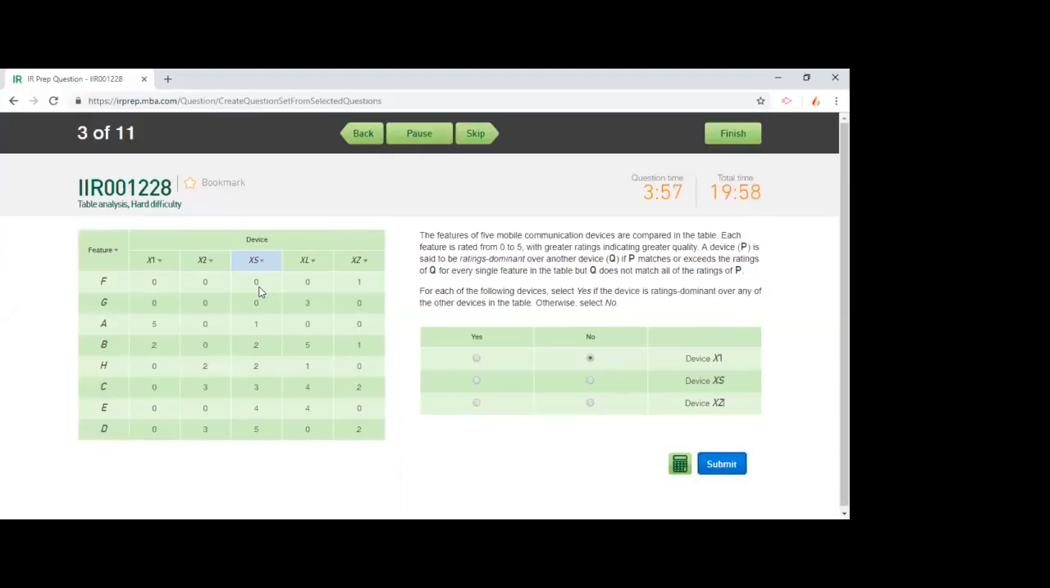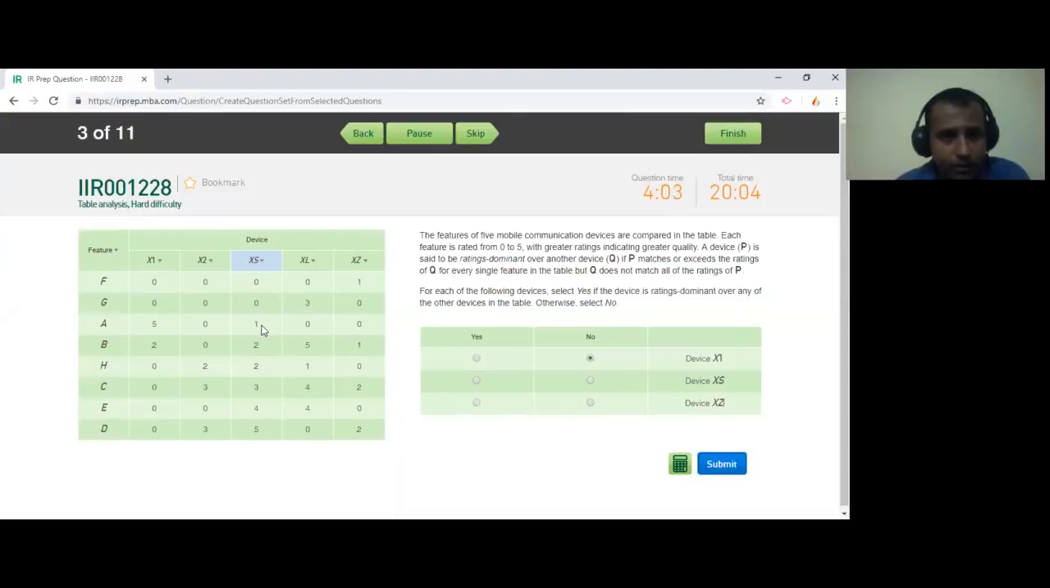This one is a yes because it's dominant over X2 clearly. Good observation again. So essentially, it says greater or equal to matches. Even if it matches or exceeds, it is dominant. So in several cases, it's matching 0 versus 0. We also have 2 versus 2, 3 versus 3, but there is nowhere where it is lesser. So yeah, it is dominant.